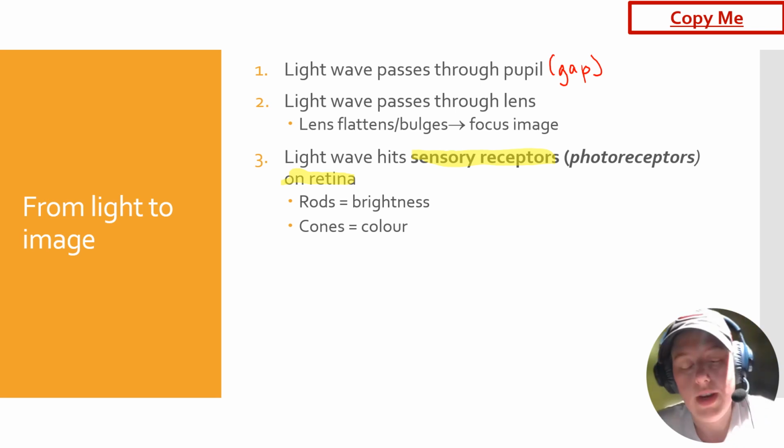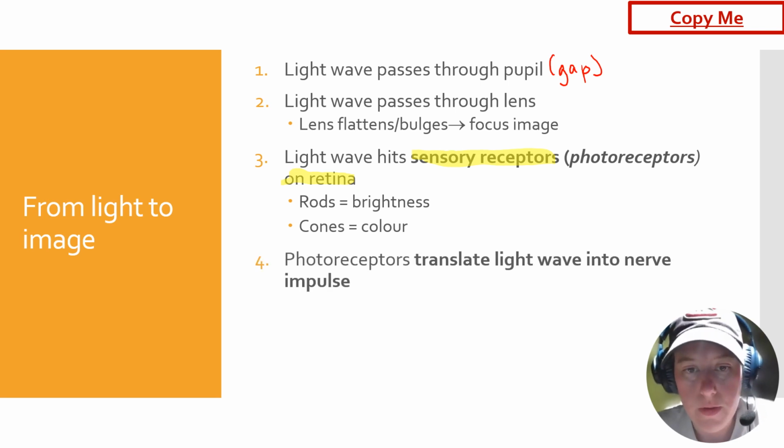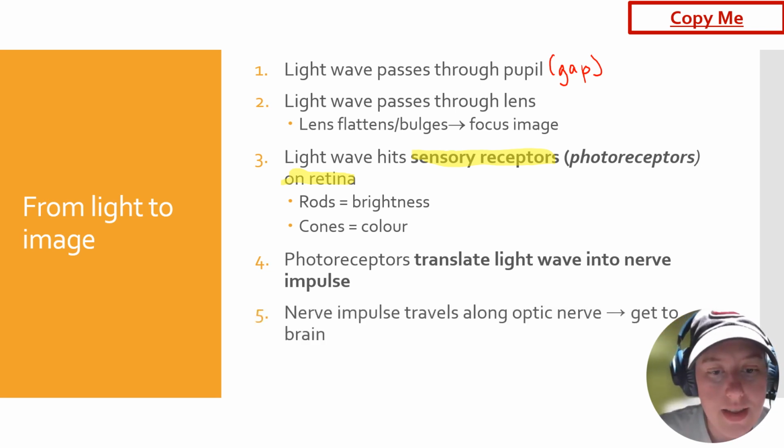Okay, so once the light wave hits the sensory receptor, then you have your translation of that information. So we have to translate the stimuli, which is our light, into a nerve impulse. Once it's been translated, that nerve impulse has to get to the brain, and it travels to the brain via a sensory nerve. And in this case, the sensory nerve that it is traveling along is the optic nerve, which is our sensory nerve.